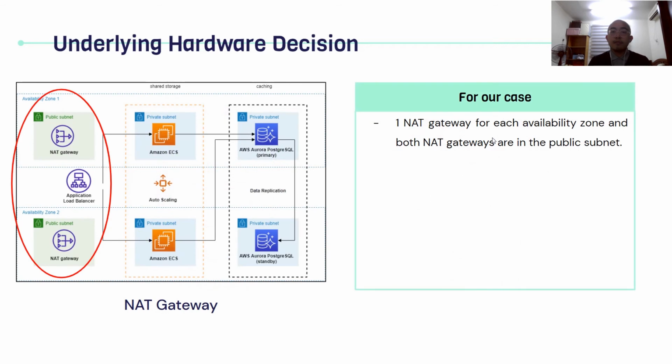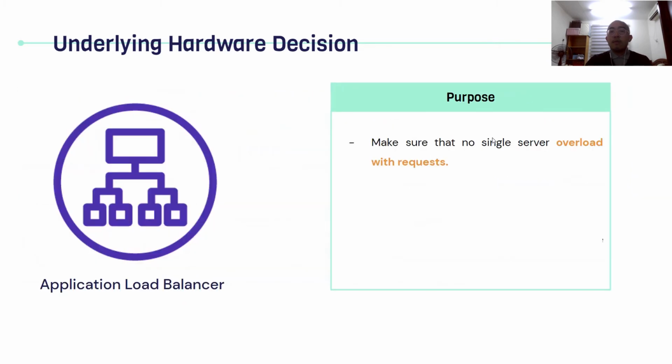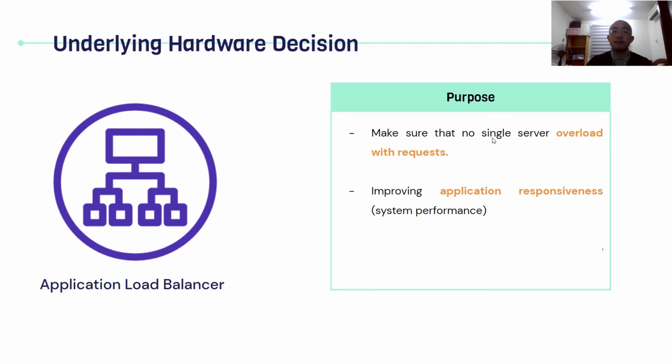For the NAT gateway, we place one NAT gateway in each availability zone, and both NAT gateways are in the public subnet. The reason we do this is that the NAT gateway can help AWS resources like AWS EC2 and AWS Aurora database access the internet for services like software updates. The best thing about the NAT gateway is that for security purposes, the internet cannot establish connections to these AWS resources. As for the application load balancer, it makes sure that no single server will be overloaded with requests. This can lead to better system performance and also prevents internet attacks like DDoS attacks.